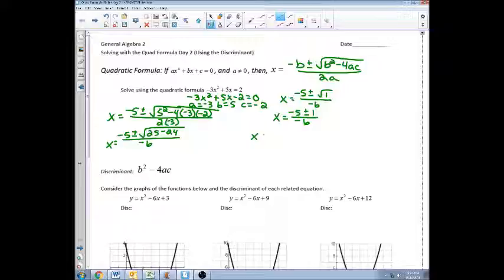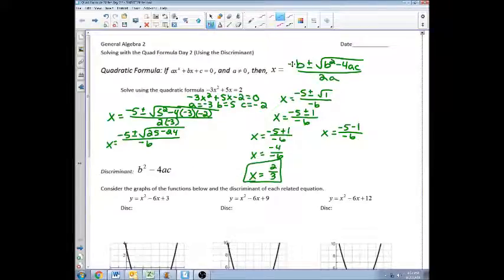Now I need to split up my problem. So negative 5 plus 1 over negative 6 and negative 5 minus 1 over negative 6. Negative 5 plus 1 would be negative 4 over negative 6. That would simplify to 2 over 3. Negative 5 minus 1 would be negative 6 over negative 6, and that would simplify to positive 1. All right. Now, the new piece here, that was all review from our last lesson.